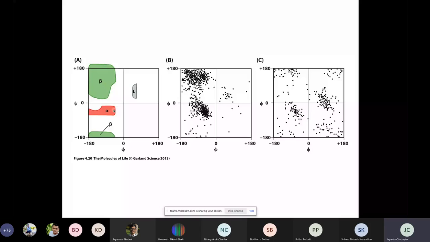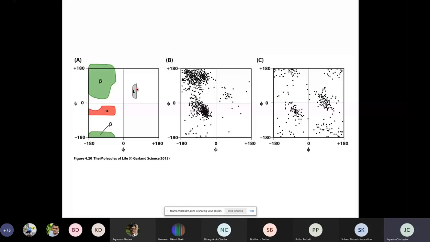And in the beta sheet, this region is dominated by conformations adopted by beta sheets, where the average conformation is minus 120 degrees and plus 120 degrees. Interestingly, you can see that this region is nothing but a mirror image of that. Here, the torsion angles of all your right-handed alpha helices come, and the torsion angles of all the left-handed alpha helices come here.